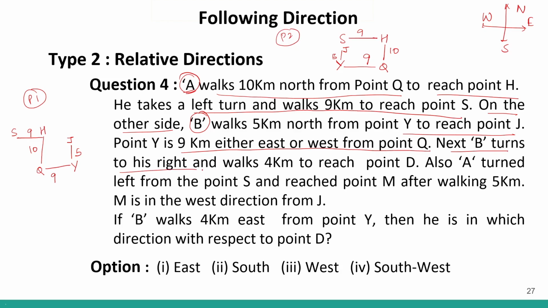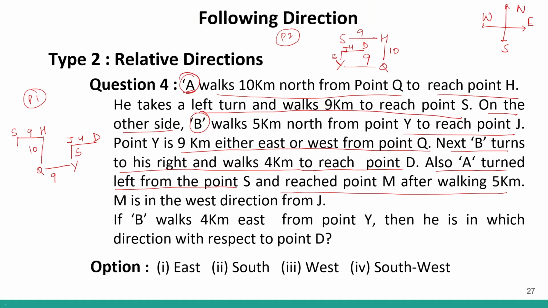Next, B turns to his right and walks 4 kilometer to reach point D. So B was here, he turns to his right and walks 4 kilometer to reach point D. Over here, he turns right to D, reach D. Also, A turned left from point S. So A is turning left and reached point M after walking 5 kilometers.